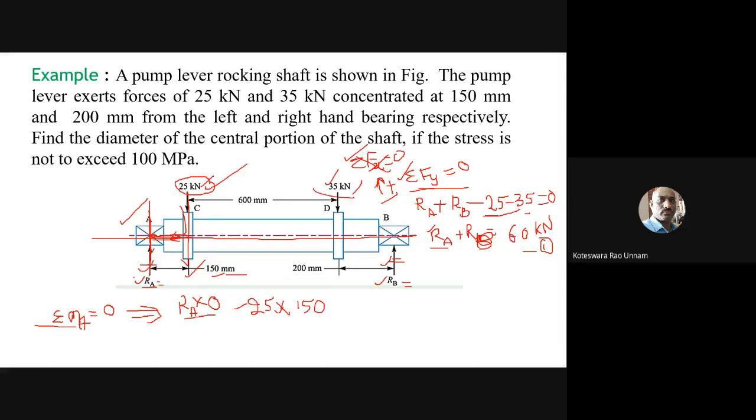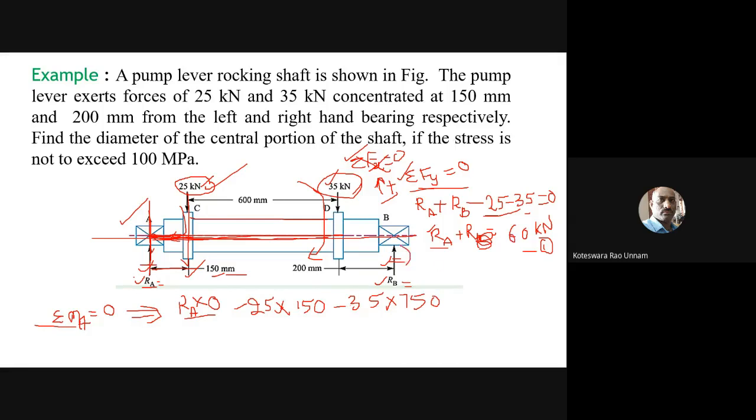Then what is the moment of this force? It is 35 times, then what is the distance of the point B from point A? This is the total distance. From here to here it is 150 and from C to D it is 600, so therefore it is 750. This also generates a clockwise moment about point A, in this direction, so I need to take that one as negative too.